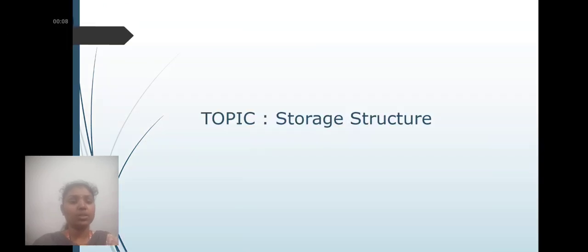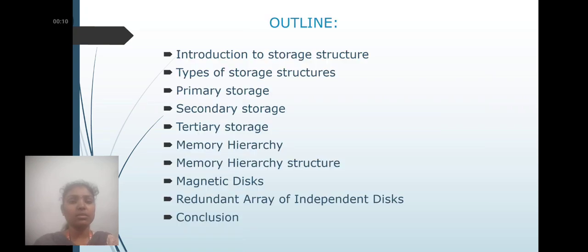Topic is about storage structure. Outline: Introduction to storage structure, types of storage structure, primary storage, secondary storage, tertiary storage, memory hierarchy structure, magnetic disk, redundant array of independent disks, conclusion.